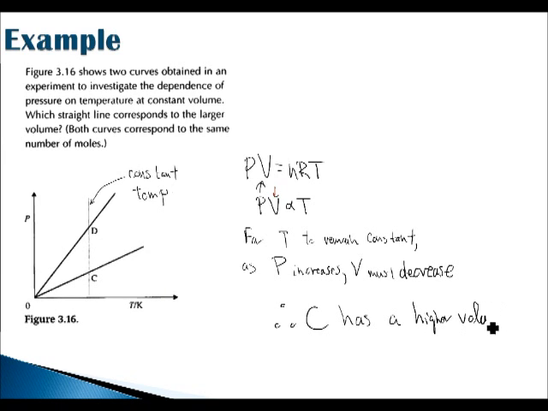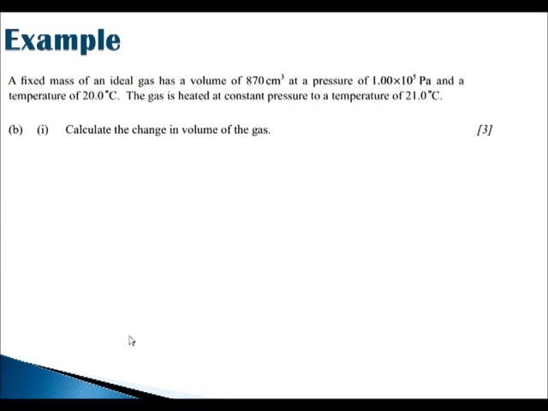because P is low, so P is the lower, and V is a higher volume. So P decreases, V has to increase. Okay, and therefore C has a higher volume. Alright, so it all has to do back to the proportionality and the relationship between the variables P, V, and T. Let's try another example.